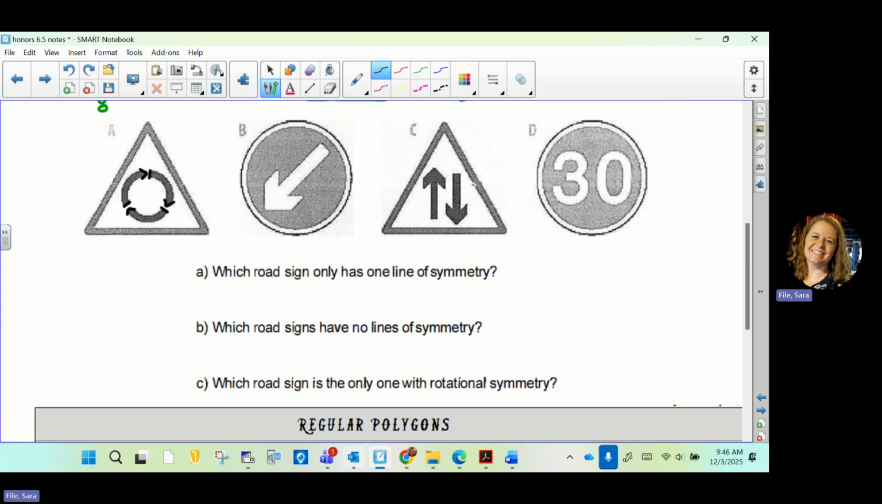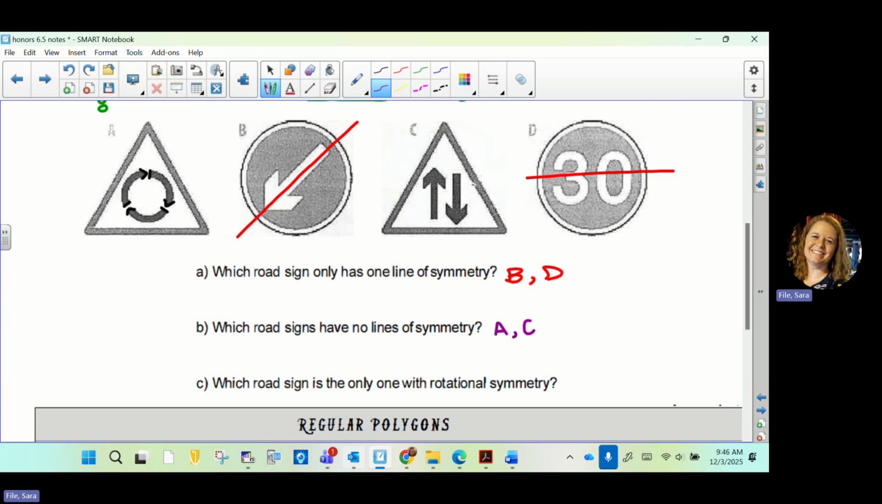So which one does have reflectional symmetry, but just one? B. So the only way I could cut this one for a line of symmetry, what else? Is that the only one or is there another? D. Yeah, D, because the 3 and the 0 could be cut this way and be symmetrical. So B and D would work. All right, which road signs have no lines of symmetry? I think I already answered that. Yeah, A, because of the arrows inside there, and then C, because those arrows are going opposite directions.